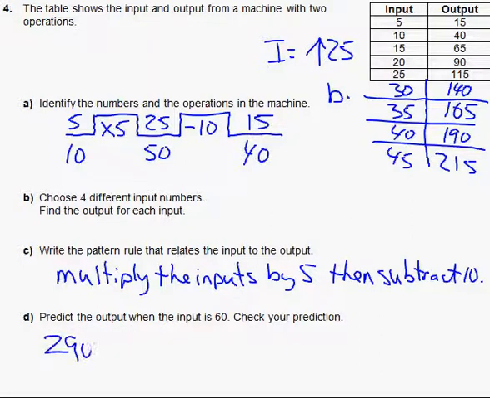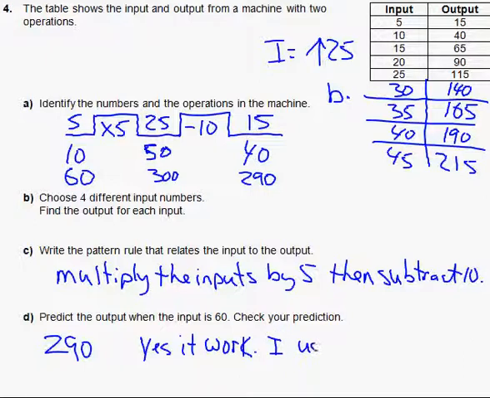But I can always check. I'm going to check by putting it in the machine. If I have 60, I'm using the machine up here in question A. 60 times 5 is 180. Wait, it's 300. Mr. Mackey. 60 times 5 is 300, and 300 minus 10 is 290. All right, so I've just checked it. Yes, it works. And how did I check? I used the machine to check.